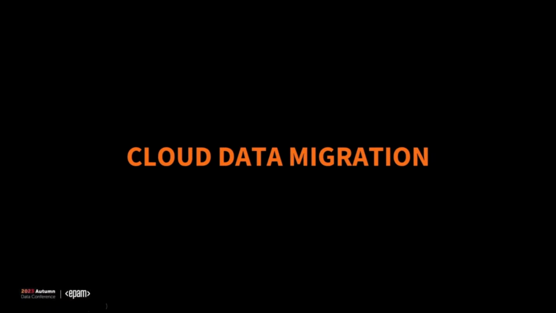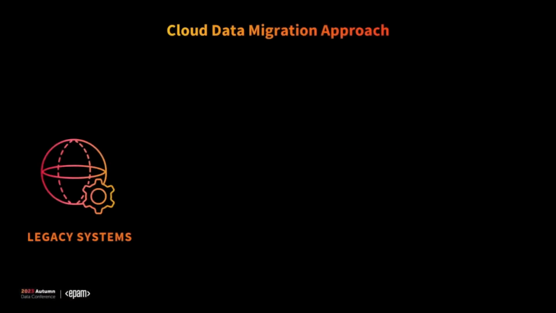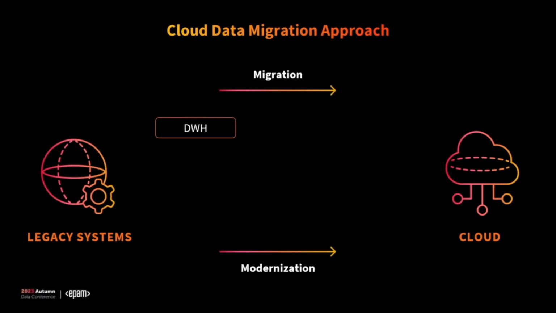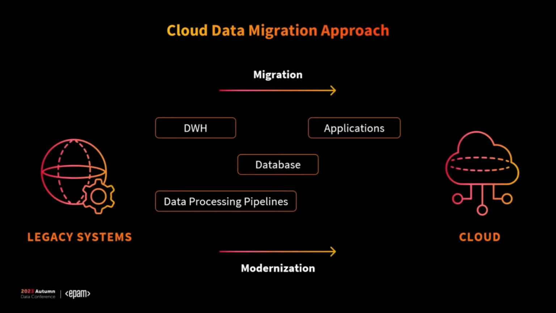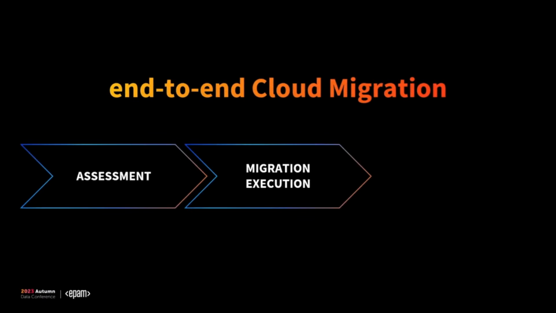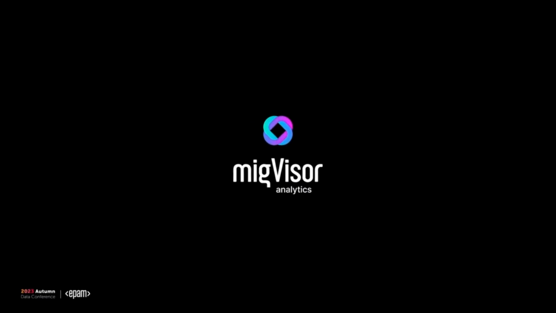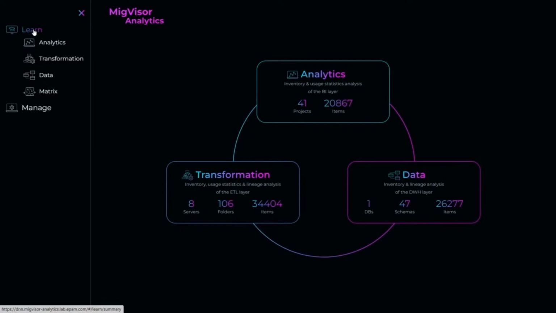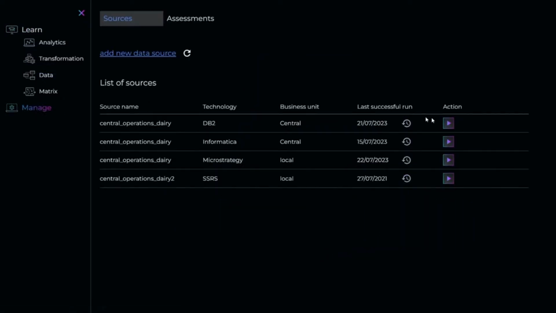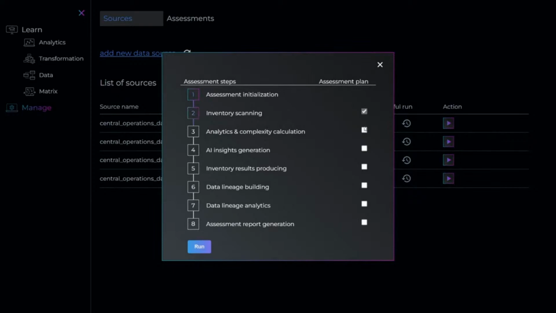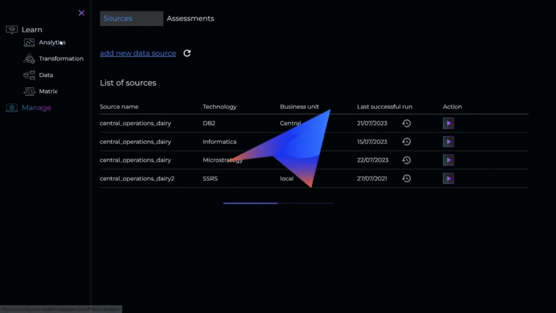Cloud data migration is a complex process of transferring data to the cloud from sources such as data warehouses and databases and modernizing their associated data processing pipelines, reports, and legacy applications. EPAM is ready to support clients end-to-end, from comprehensive migration assessment to migration execution and reconciliation using our tools. One of our signature solutions is Mykolaishyn Analytics. It speeds up the discovery process with automated inventory scanning and analysis and the automatic generation of a migration roadmap. Mykolaishyn Analytics allows you to discover all inventory and optimize the scope.